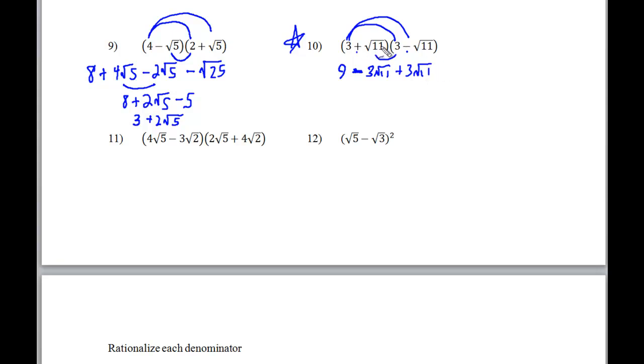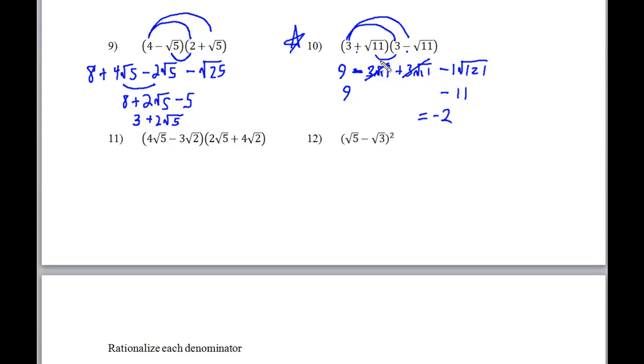And our last two terms, which is going to be 1 square root of 11 times negative 1 square root of 11, is going to be negative 1 square root of 121. What's important about that is that our second and third terms go away, and our first and fourth terms are going to be whole numbers. And then we can simplify that to be negative 2.